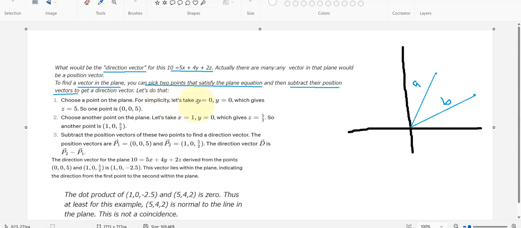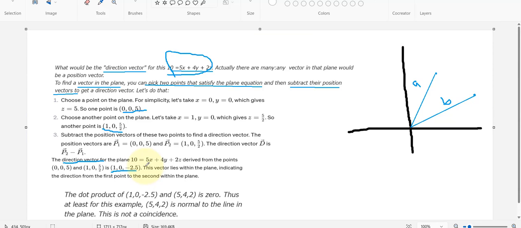So we can do that. We can take x equals 0 and y equals 0 and find out what z equals. So we get (0, 0, 5) is 1 point, and then we can take x equals 1 and y equals 0 and solve for z, and we get z equals 5 halves. So another point is here. So we have 2 points in the plane, here and here. And then we can subtract their position vectors, P2 minus P1. I call them A and B. And if we do that, we get what we call a direction vector. If we subtract those 2, that's what we get. So that's an example of a direction vector for this plane.